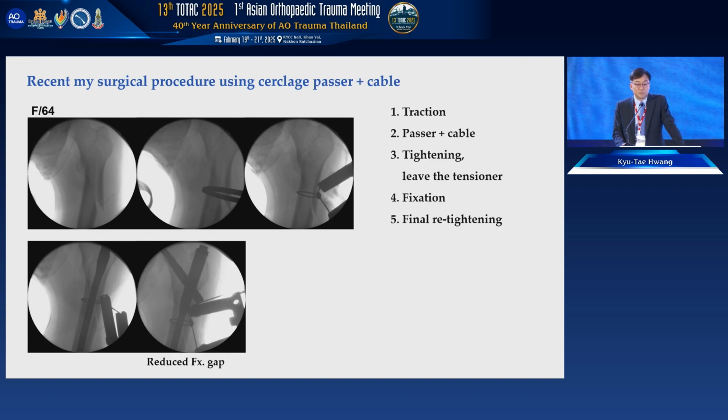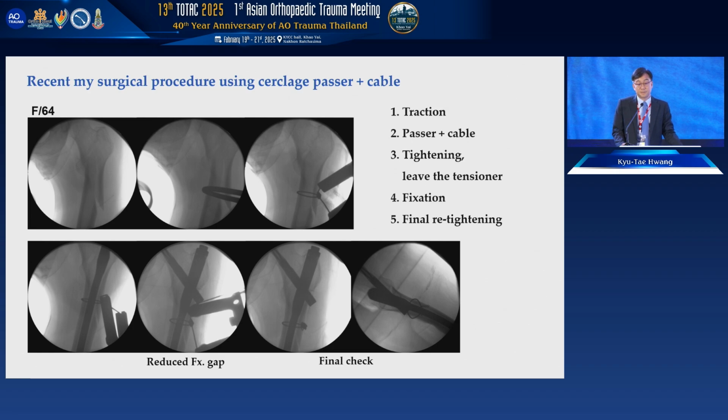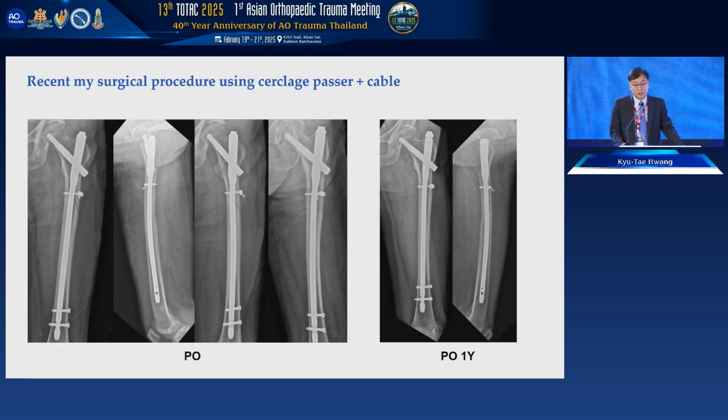final retightening is performed. You can see the reduced gap after final tightening and final check. This is the post-operative and one-year follow-up radiograph. Good alignment was obtained without complication.